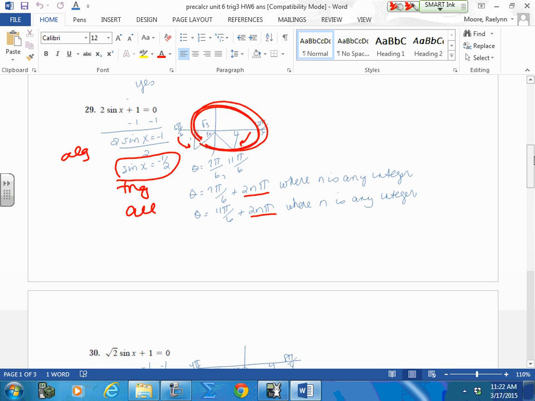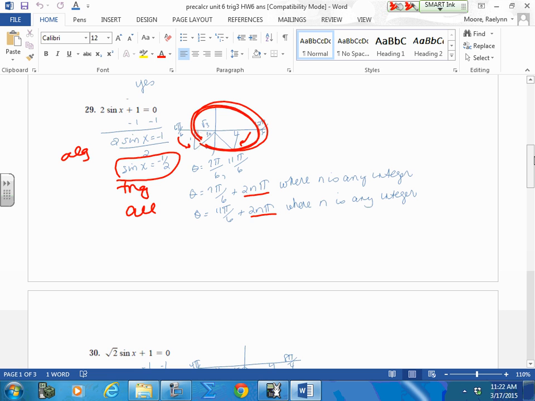Can we do this? Do we understand? I'm not seeing it on some of your papers. You're getting down to here, but then all of a sudden you're kind of stopping right there. So does everybody see it? Yes.